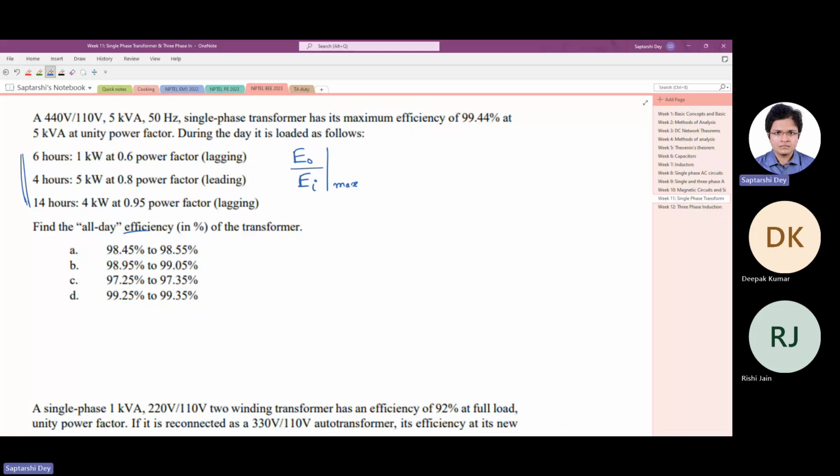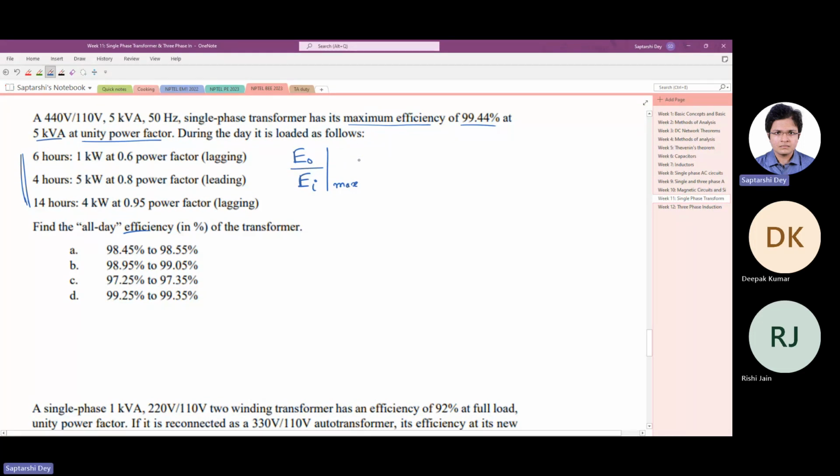You have to find out the losses. So let us see. Yeah, the loss is also given in a cryptic fashion. It is given like this. It has maximum efficiency of this much at 5 kVA unity power factor.